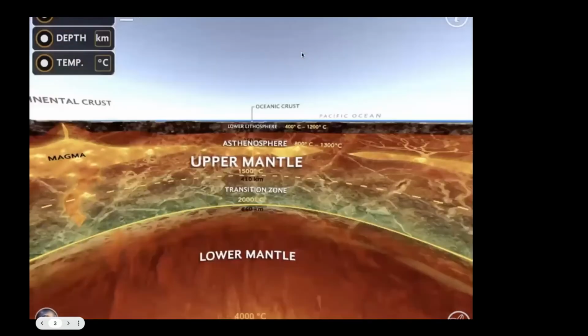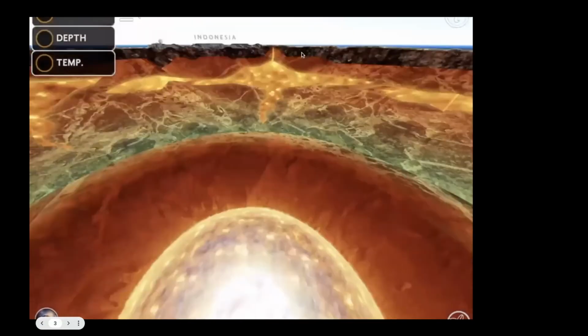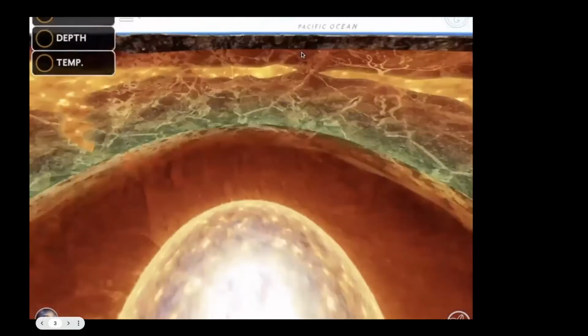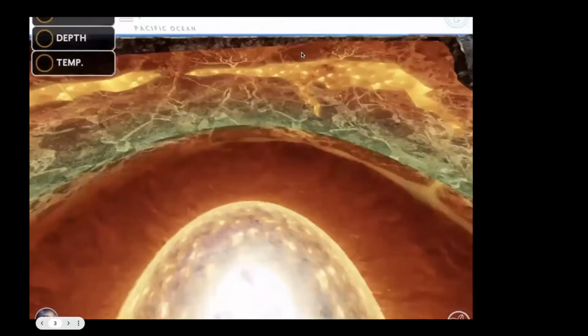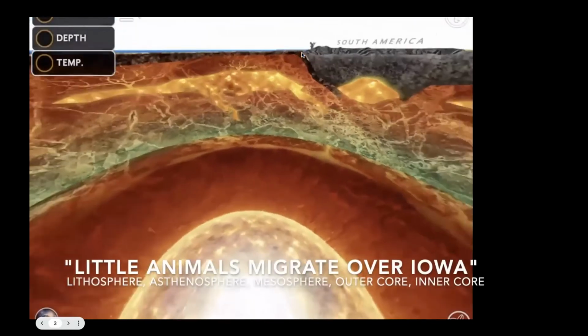So when we talked about the chemical layers in the previous slide, there was only 3 layers, right? We had the crust, mantle, and core. When we start talking about the mechanical or physical layers, the mantle is going to be broken down into 3 further layers. Now, an easy way that I remember all of the layers is through a simple sentence, and that is, little animals migrate over Iowa.